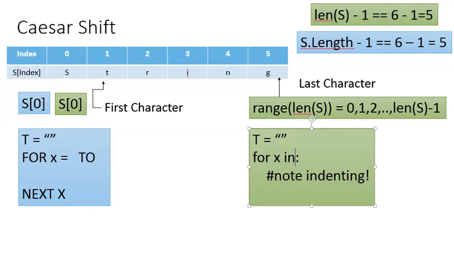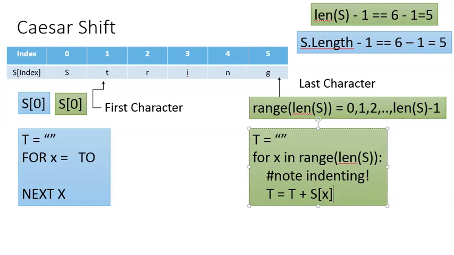So I'll go for x in range. I need to generate a list of numbers, so I use the range function. I don't know at this point how big the string is, so I'm simply going to use length s. Notice I've started t, the string that I'm going to build, my shifted string, as being empty. Now, if I did this, that would just build a copy of the string.